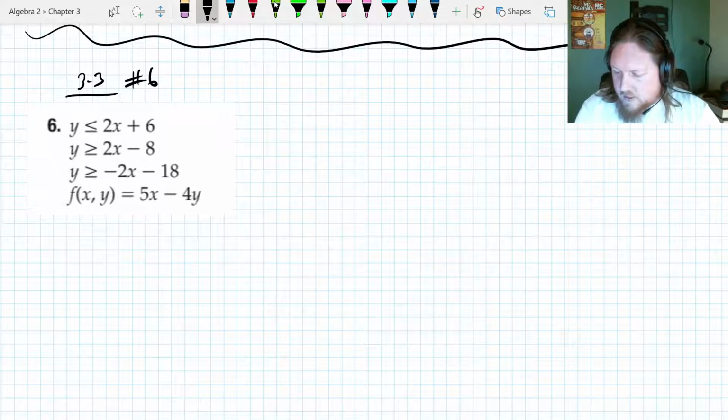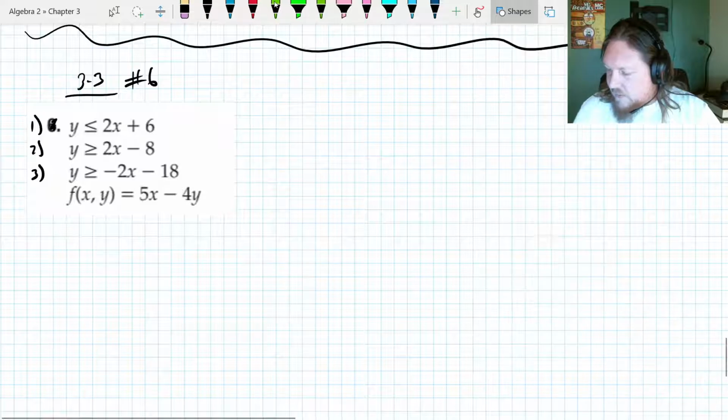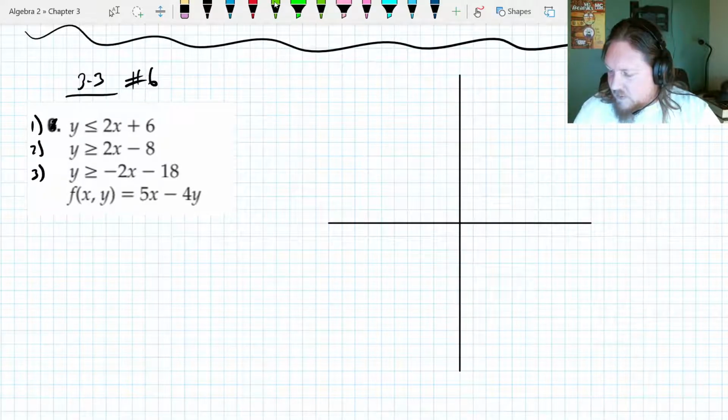I like to number these things. That 6 is in the way there. So first inequality, second and third inequality. It just helps with my brain to kind of organize what I'm seeing up on the screen here.